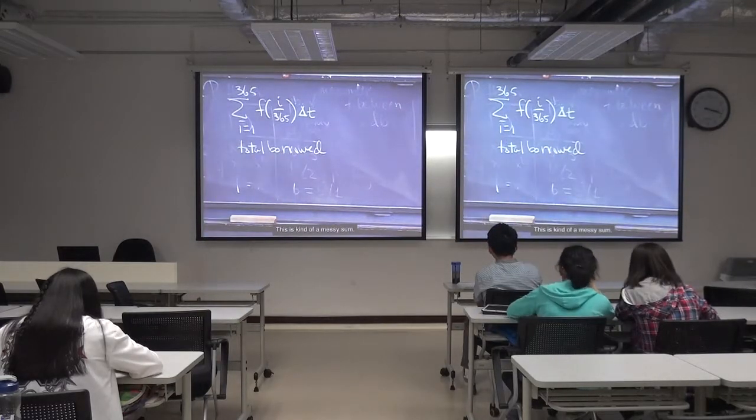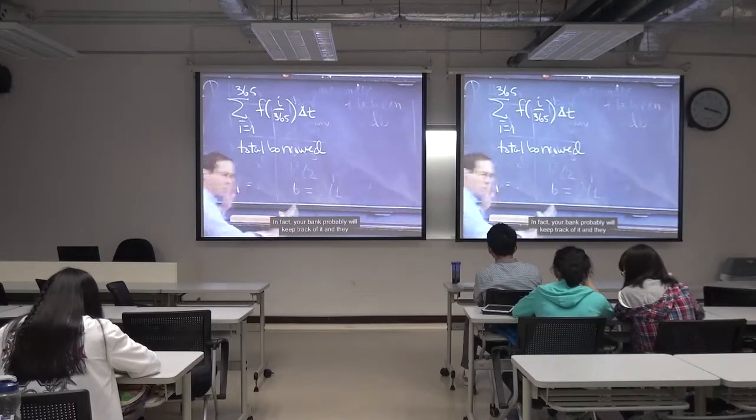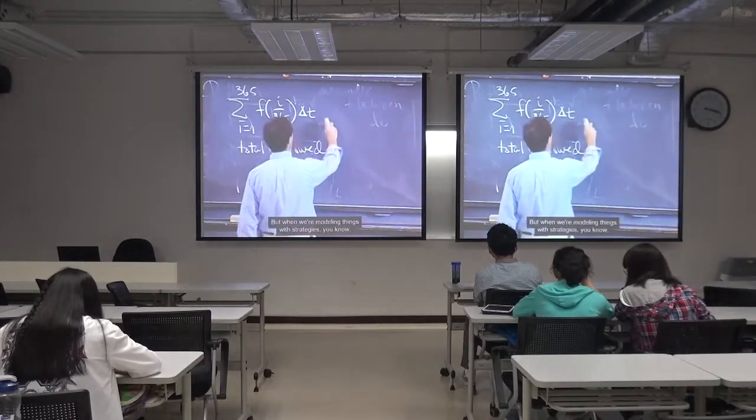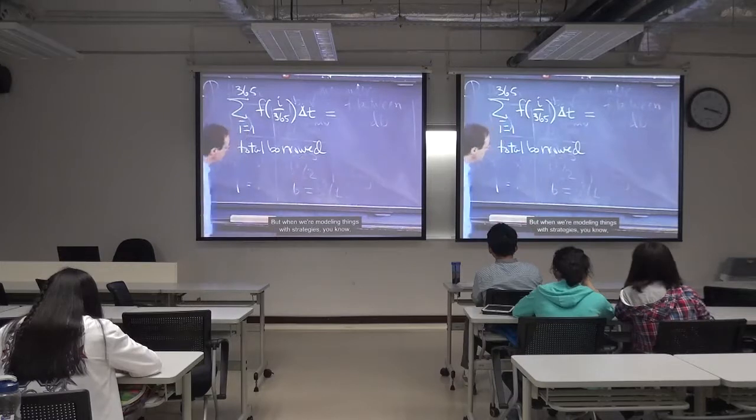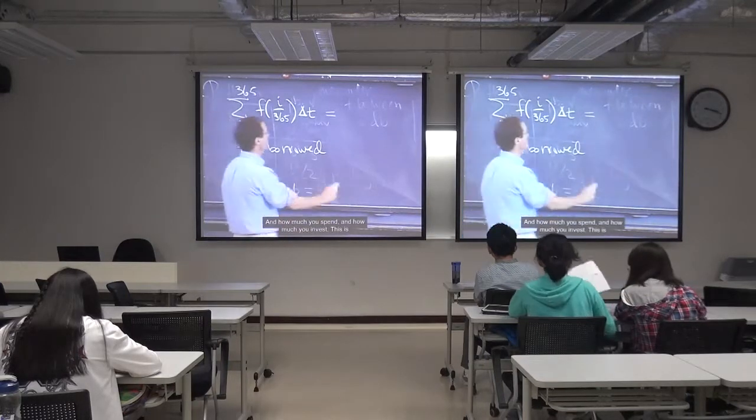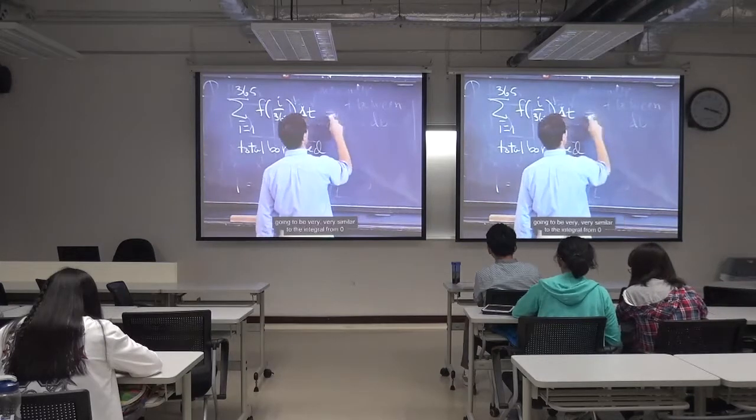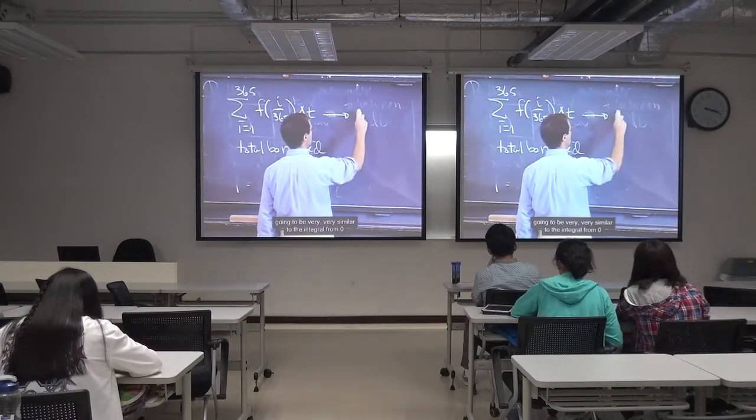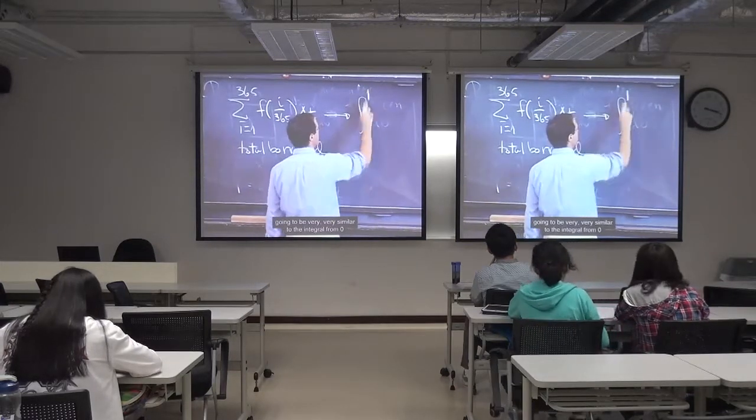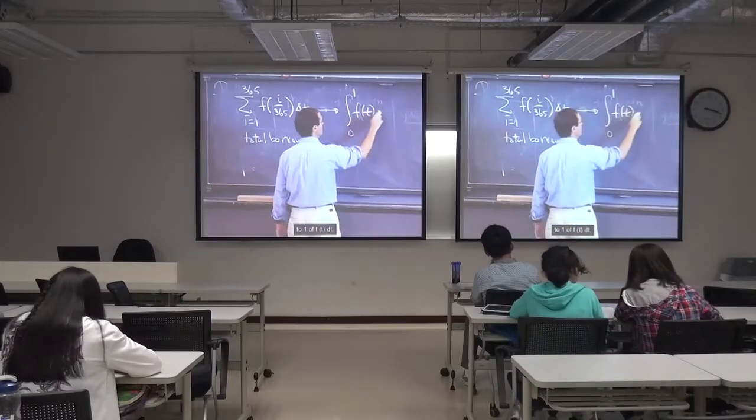This is kind of a messy sum. In fact, your bank probably will keep track of it, and they know how to do that. But when we're modeling things with strategies, trading strategies, of course, you're really some kind of financial engineer, and you want to cleverly optimize how much you borrow, how much you spend, how much you invest. This is going to be very, very similar to the integral from 0 to 1 of f of t.